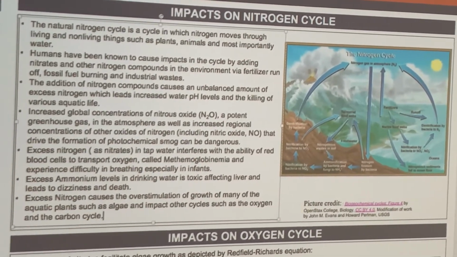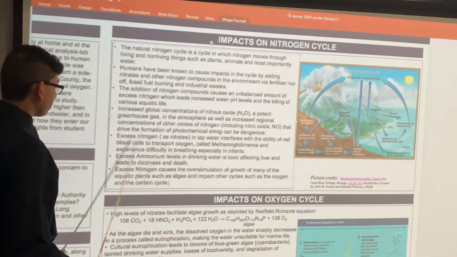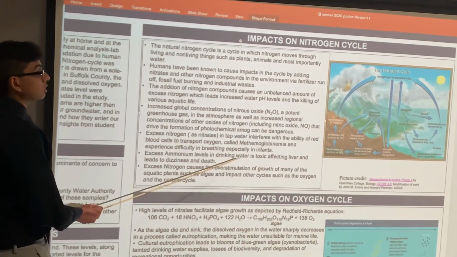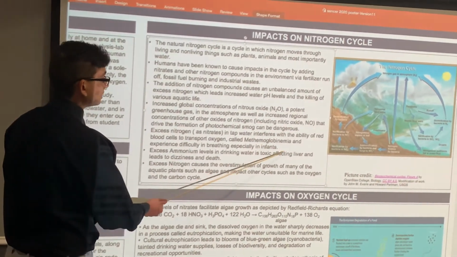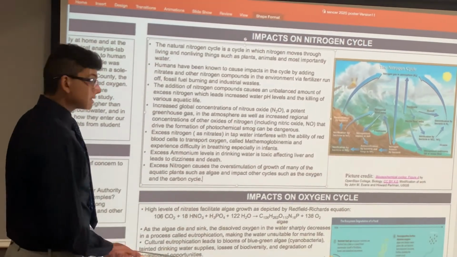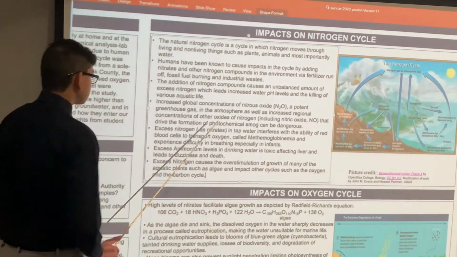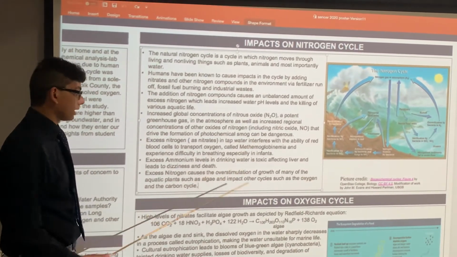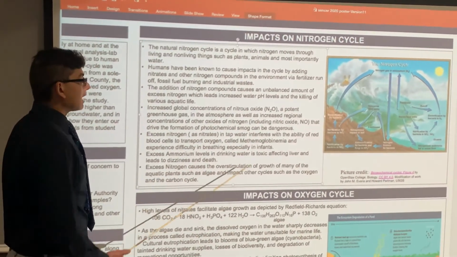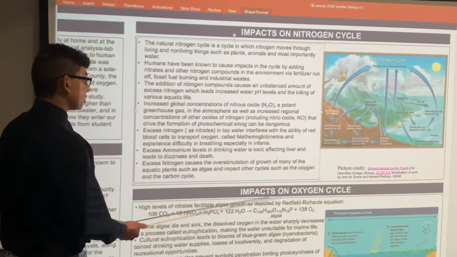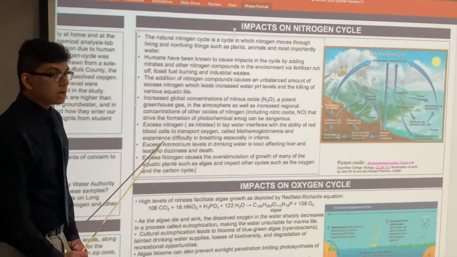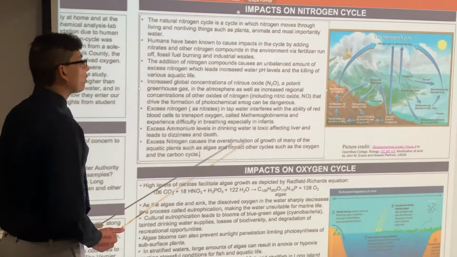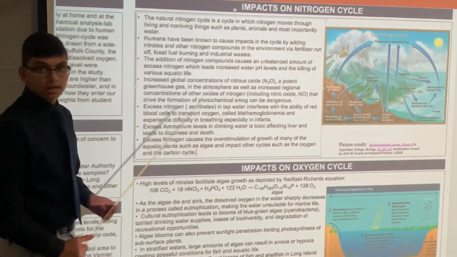Now, excess ammonia, as we looked at in the graph below with the red dots, can lead to toxins in the liver, leading to dizziness and even death. So excess nitrogen also causes the overstimulation of many aquatic plants such as algae and can impact other cycles such as the oxygen and the carbon cycle. Now my partner Shreyas Prakash will be talking about the oxygen cycle and its impacts.